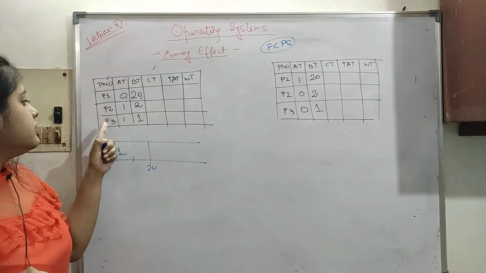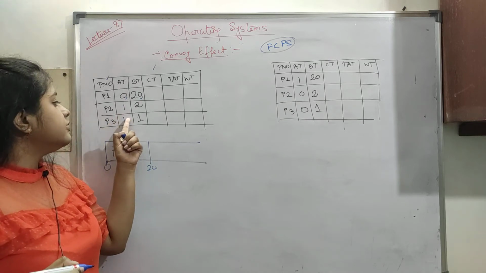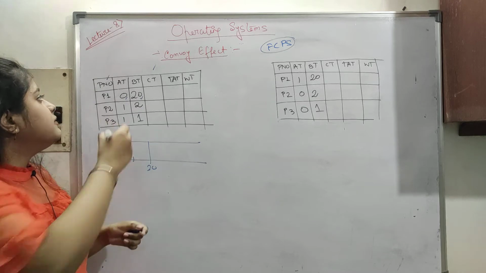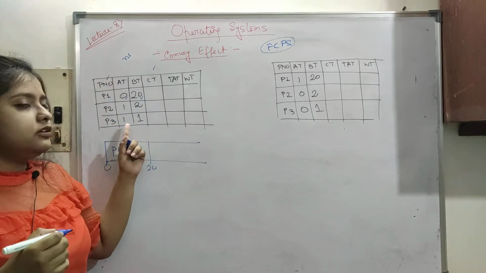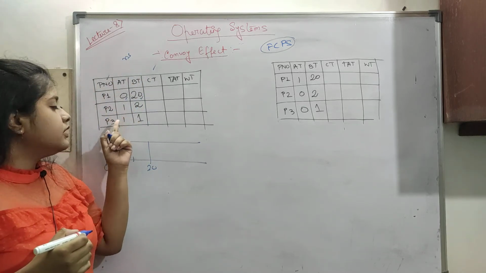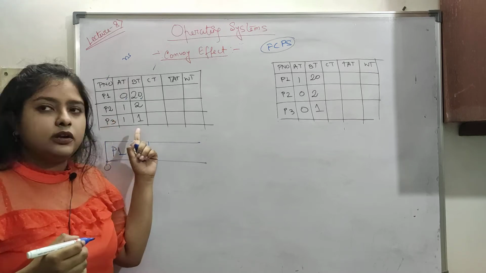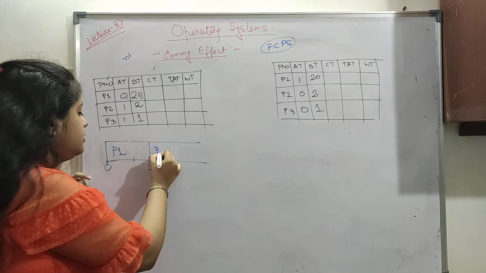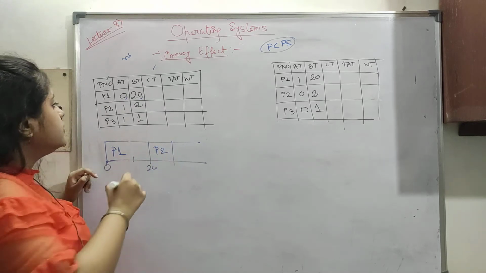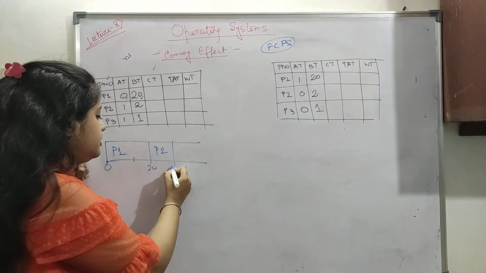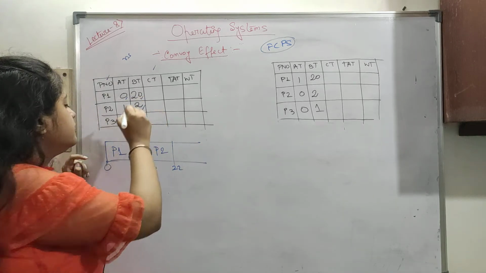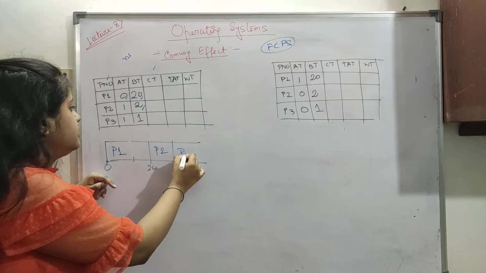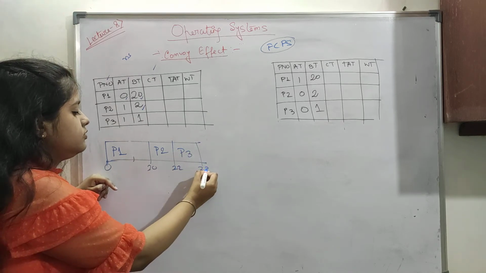So next is P2 and P3. There is a tie, both the processes are coming at the same time. It might be nanoseconds or whatever, it will be given in your question. So let's say this is coming at 1 nanosecond, this is also coming at 1 nanosecond. So let's take P2 with the lowest number. Its burst time is 2, so 20 plus 2 is 22. So this is also done. Now P3 is having 1, so this is 23.